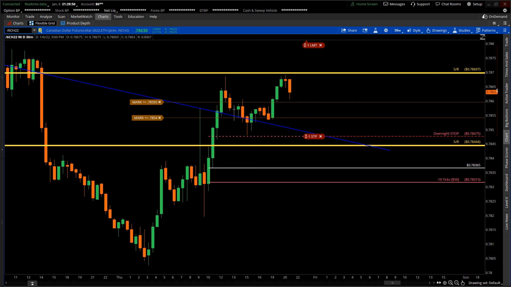So just a status update. It's January 6th, 9:29 p.m. Eastern Time. This is still the 30-minute chart involving the Canadian dollar futures trade. So the status is that price is currently trading at 0.7863. Right here, the white horizontal line at 0.78365 was my re-entry.